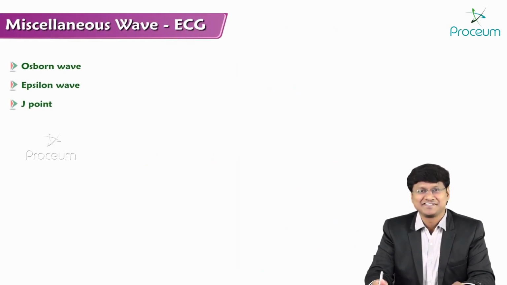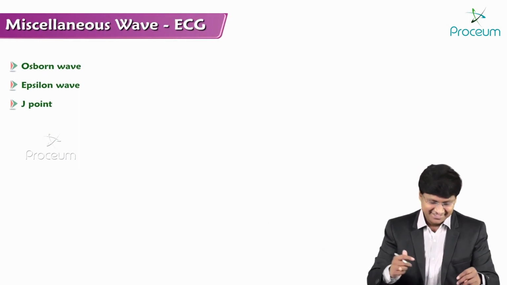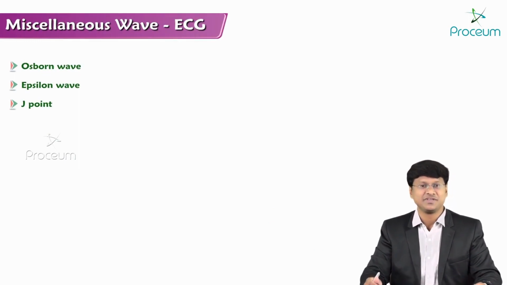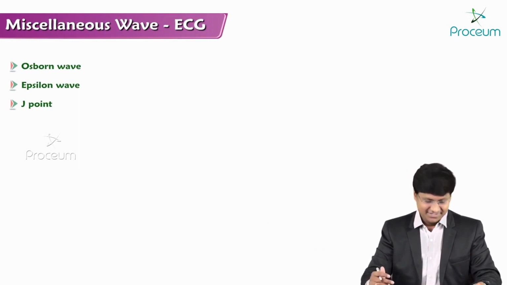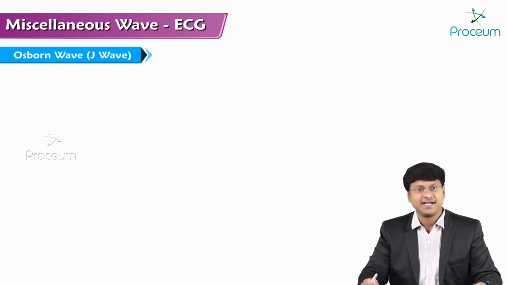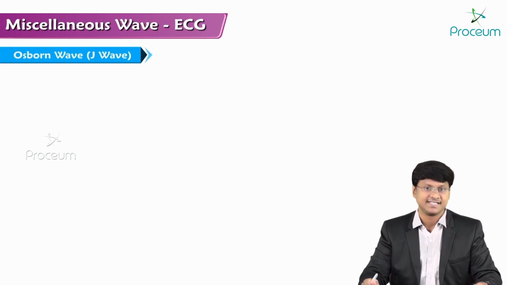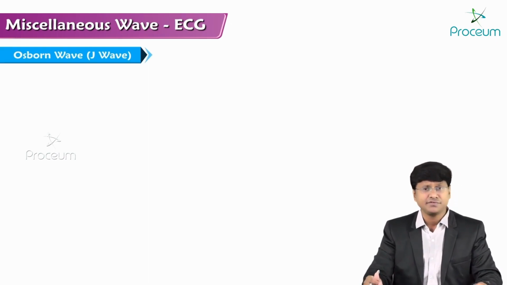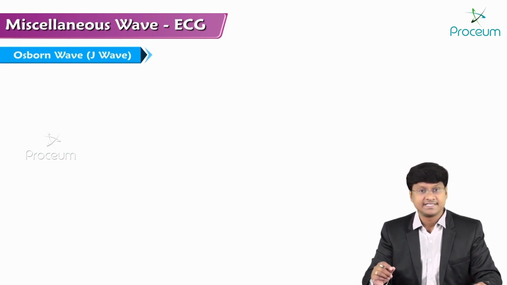Hello my dear friends. As a part of the continuation of the ECG series, in this session, let me discuss the miscellaneous waves in the ECG, that is, the Osborne wave as well as the Epsilon wave. The Osborne wave is also called the J wave. First of all, you need to know what exactly the J point is, then you can understand what the J wave is.